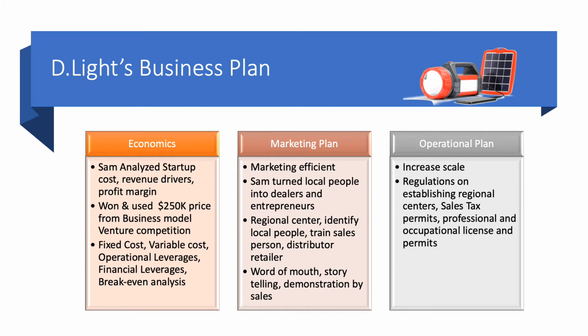And finally, the operating plan, which includes how to scale the company. It should also address the rules and regulations, tax permits, license costs, and all other details, which need to be briefed and planned as well.